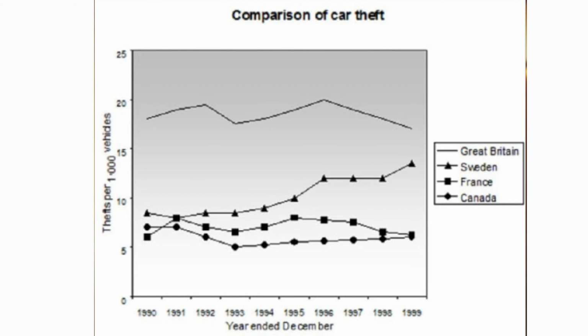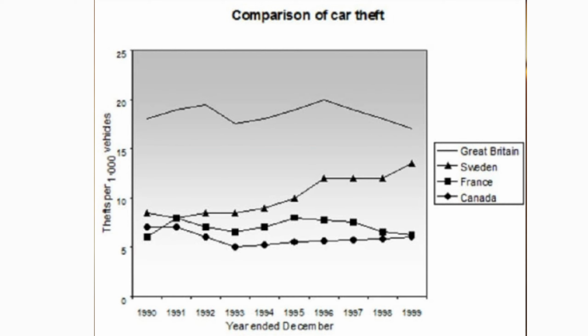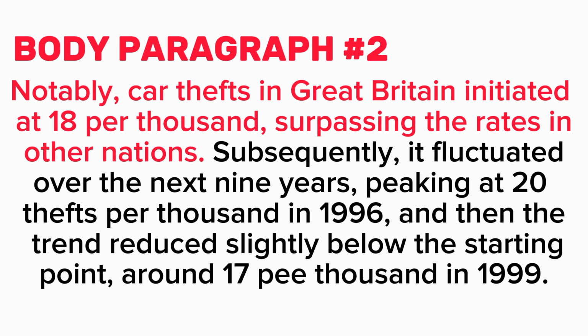Here look at Great Britain. Instead of saying it increased, decreased, increased, decreased, I'll simply say it fluctuated. And it reached its peak at 20 thefts per thousand in 1996. And then it started declining around 17 per thousand in 1999 by the end of the period. Notably, car thefts in Great Britain initiated at 18 per thousand. Here 18 per thousand, surpassing the rates in other nations. It means it was greater than the rates in other nations.